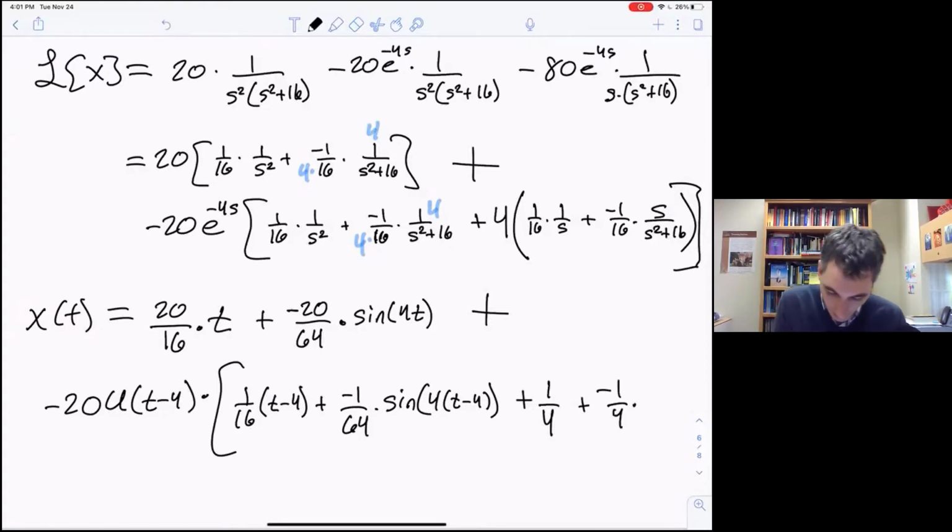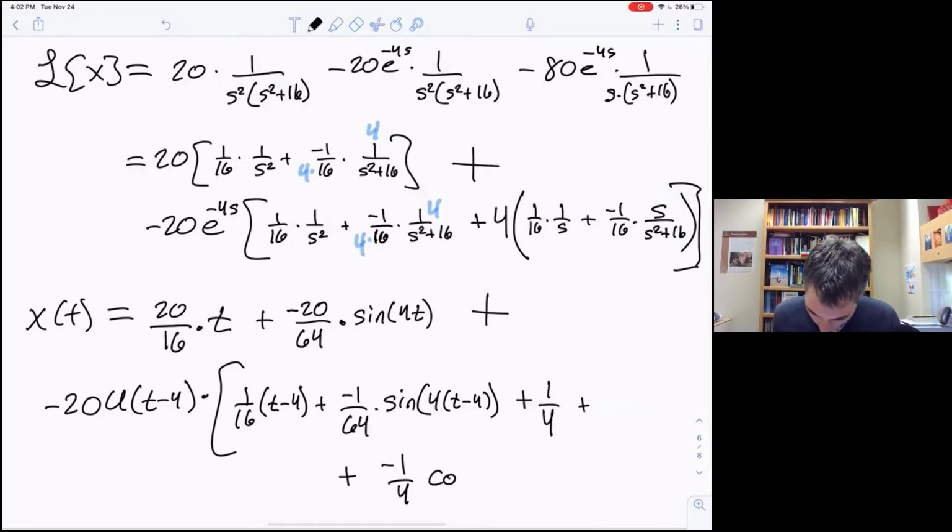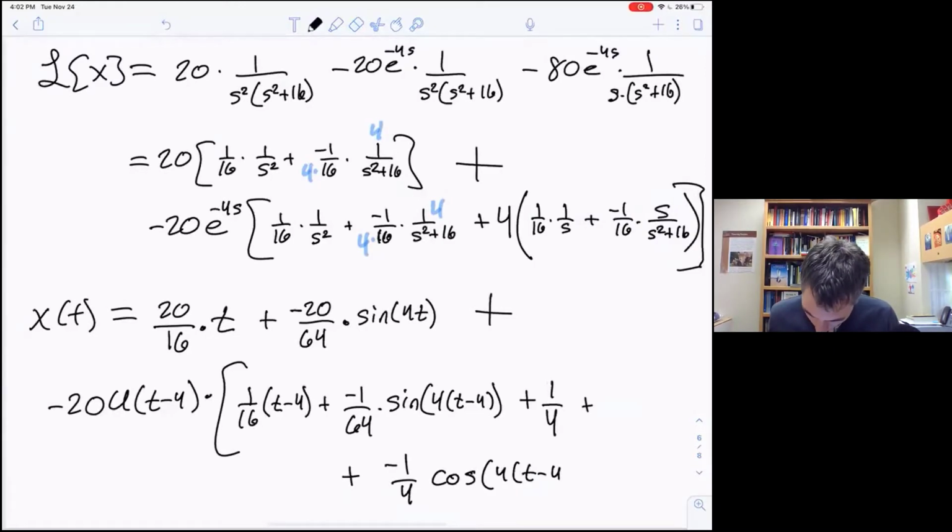And then it's going to be, I can't squeeze that down there. So plus negative 1/4 right here. So there's the negative 1/4. And then that looks like it's coming from cosine. So cosine of 4t, but I just need to shift it by 4 units. Cosine of 4(t minus 4). I got to shift that cosine function. And then I bracket that. And that is the solution.